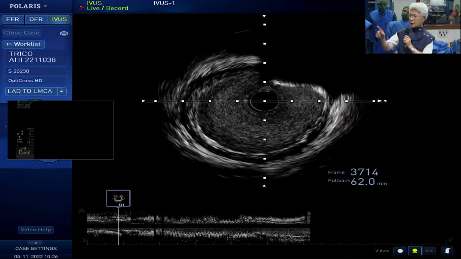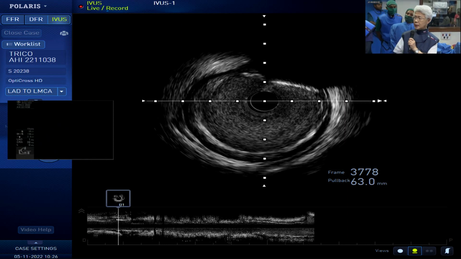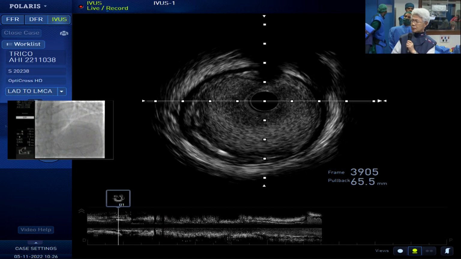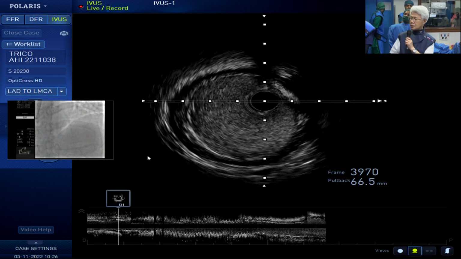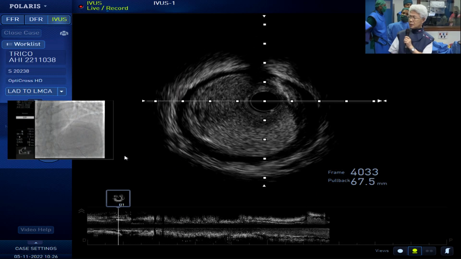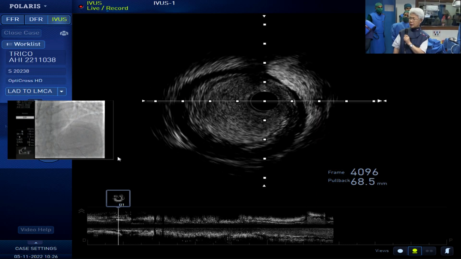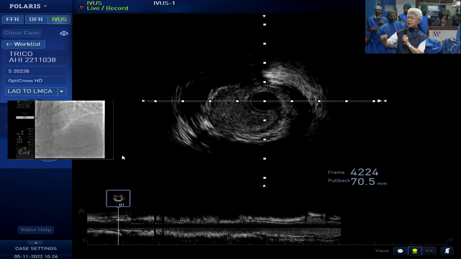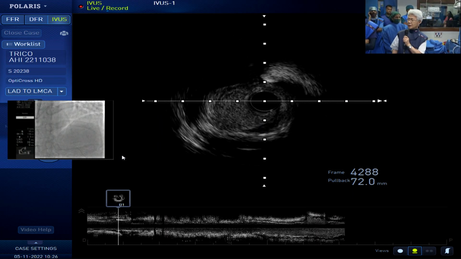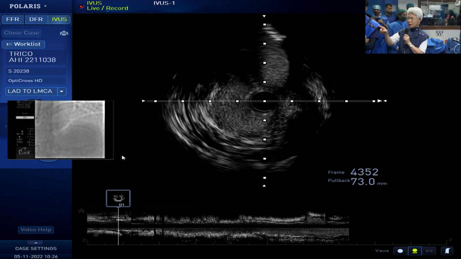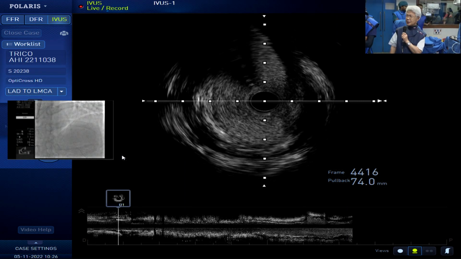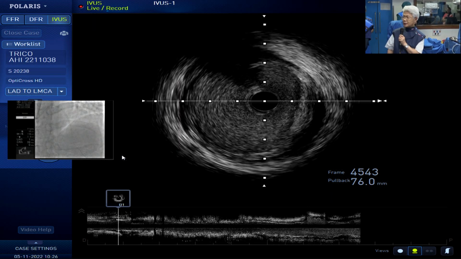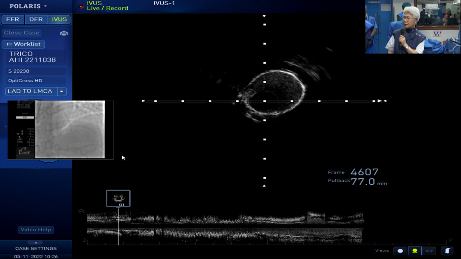Here comes the sheath, might be, and here is the left main. 4 millimeter, right? This is the proximal LAD region. Sorry, yes, this is the proximal LAD. CX is not coming yet. Yeah, here we come, right? Yes. Lots of fibrous plaque, right? Okay, thank you.